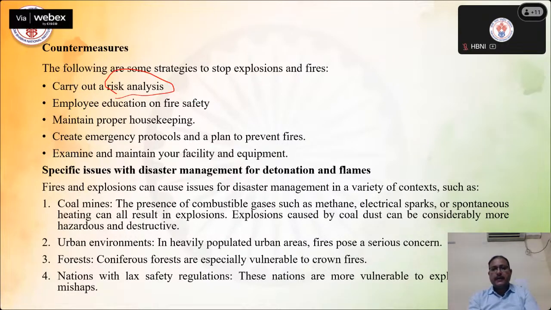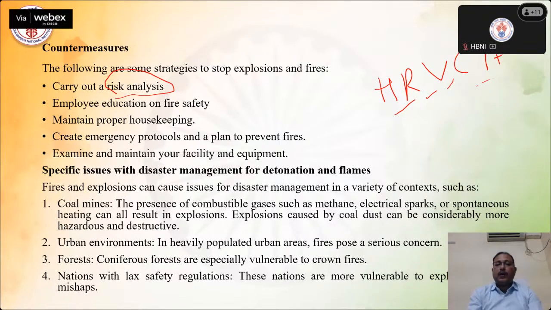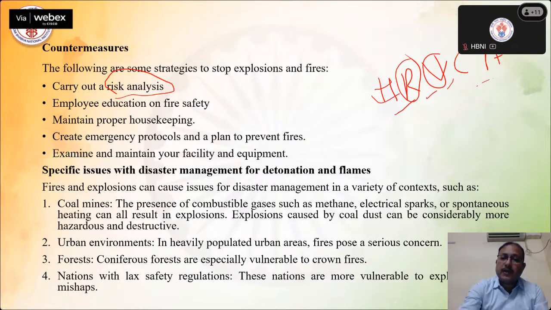So risk analysis, that means, what we have already learned and will learn next, HRVCA: hazard, risk, vulnerability, capacity assessment. What is the risk associated with this matter? How vulnerable is the community? What are the hazards? What is our capacity? How will we do this? It is much required that we understand the risk analysis.